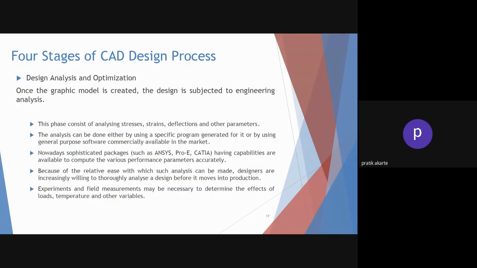The second stage of the CAD design process is design analysis and optimization. Once the model is generated, it is sent for engineering analysis. In this engineering analysis, we analyze the model for stresses, strains, deflections, and other parameters.